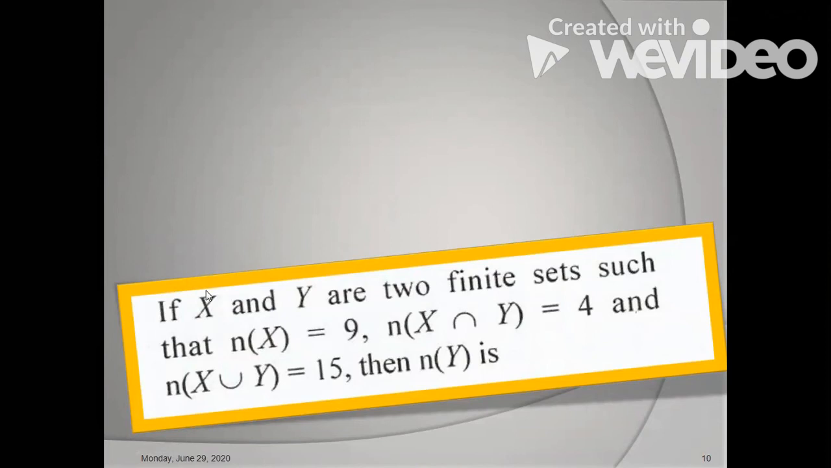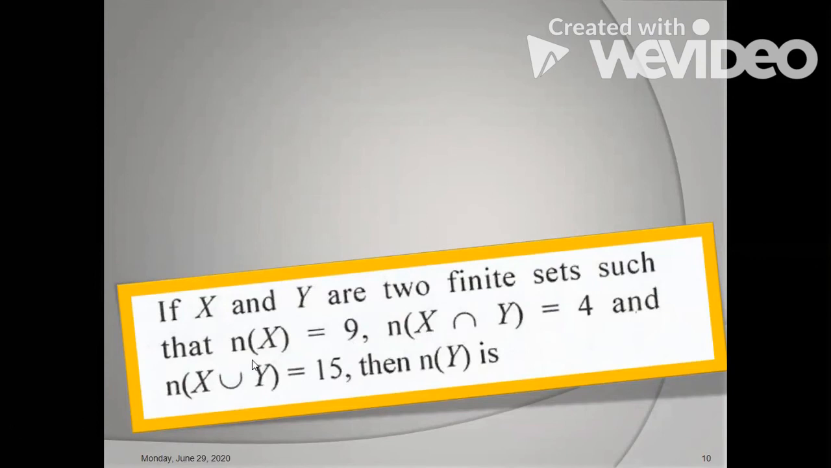Alright, so we have X and Y are 2 finite sets. What's a finite set? A finite set is just a set that you can count, a countable set. If I say that R represents the total number of stars in the universe, that would be an infinite set. So a finite set is a set that you can count, or countable sets.